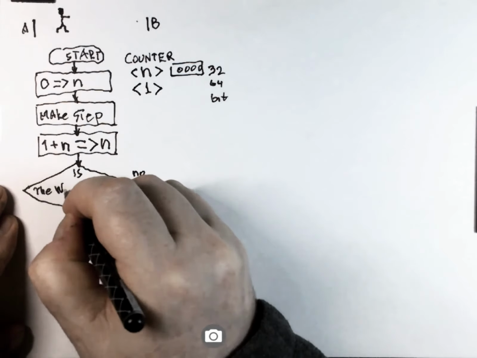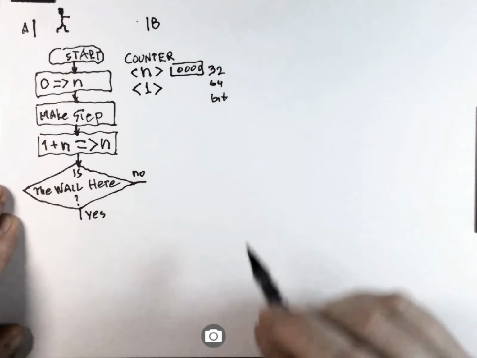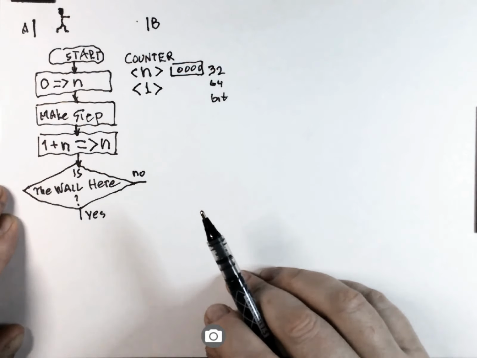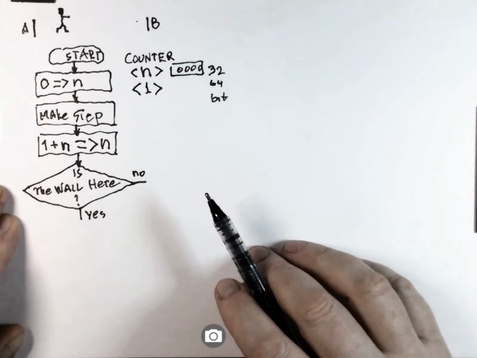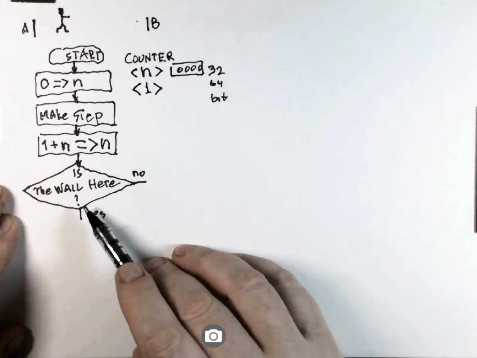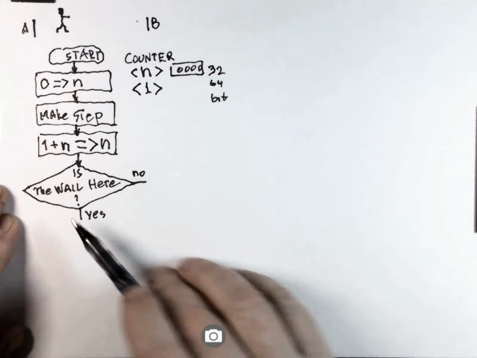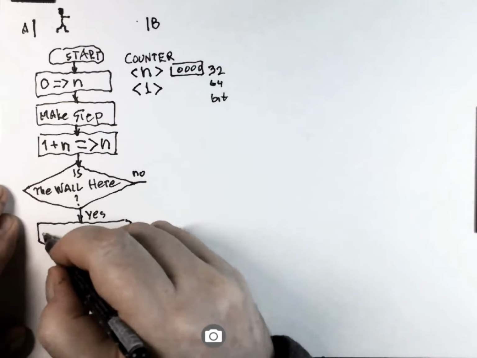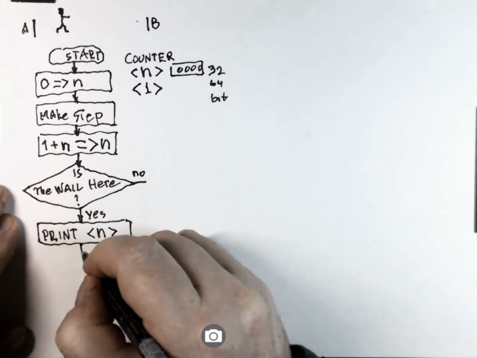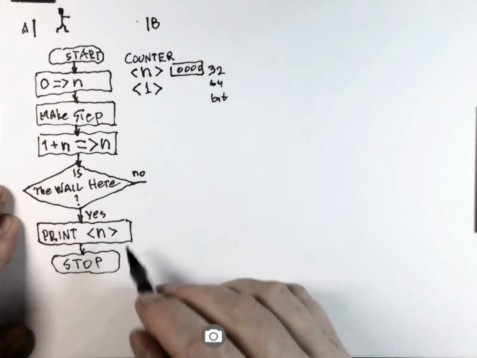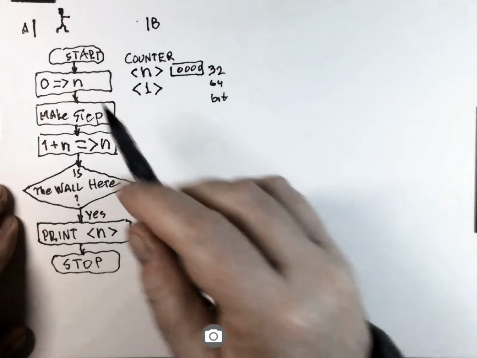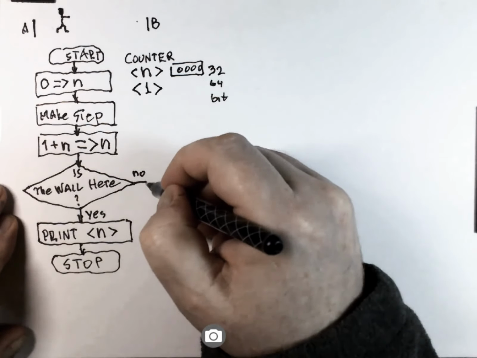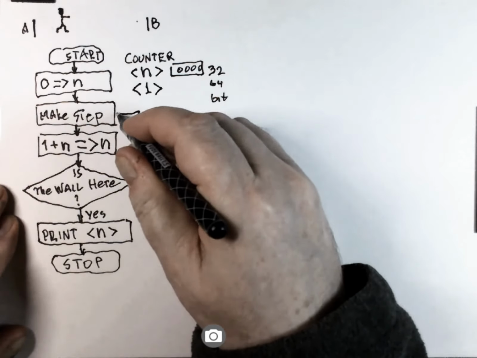Is the wall here? Is the wall here, folks? When the robot comes very close to the wall, the optical system of the robot will detect the wall in front of it. So if yes, we need to print N and then stop the robot. But folks, if the answer is no, then the robot is in the middle of the process, and we need to go to the next step.